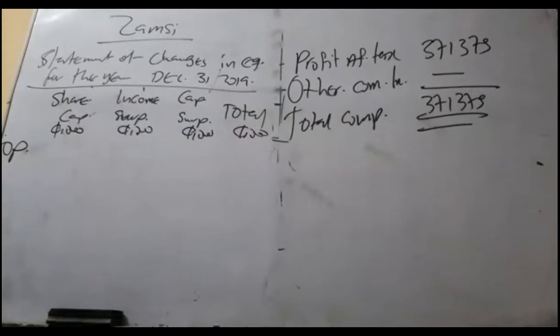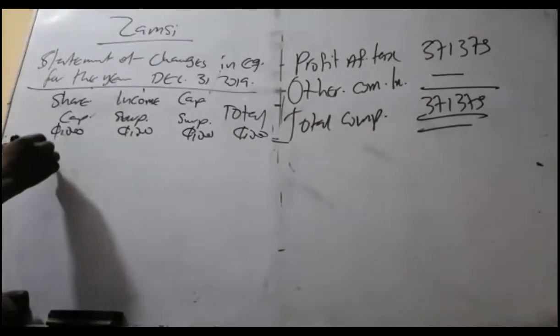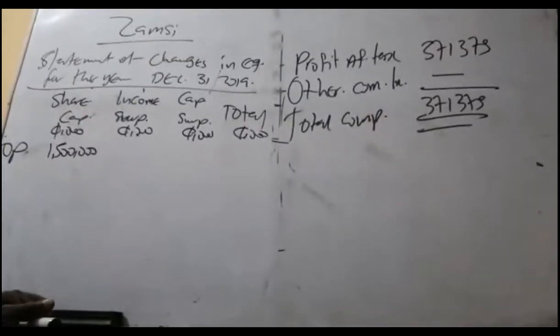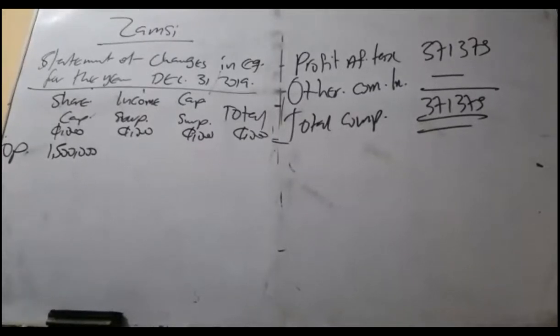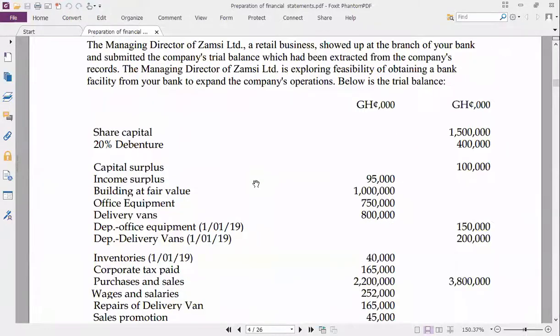The open balance: go to the trial balance and copy all these items that you see there. So share capital in the trial balance is 1.5 million. Income surplus is what? Check the income surplus balance. You have to be a bit careful about that. Capital surplus is what? 100. Income surplus is what? 95.